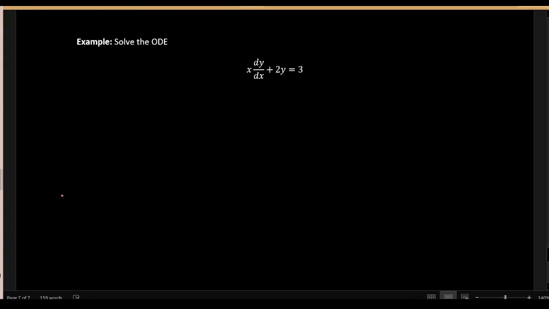Let's try it again. Let's solve the ODE dy over dx times x plus 2 times y is equal to 3. First, we need to get this into the correct format, which means in particular that we need to make sure that nothing is being multiplied by our y prime. So first, I'm going to divide out that x. Y prime plus 2 over x times y is equal to 3 over x. In this case, our p of x is 2 over x, and our f of x is 3 over x.